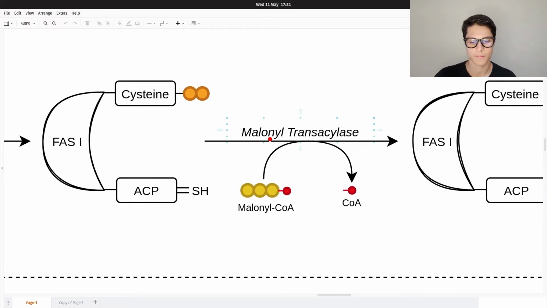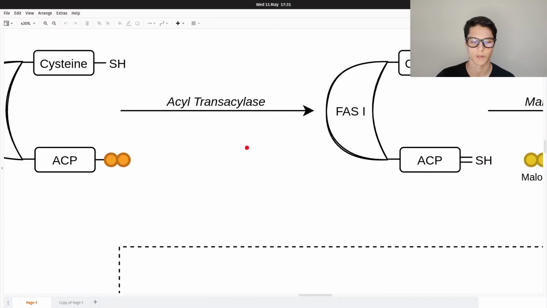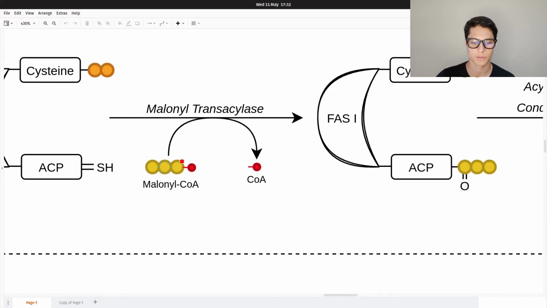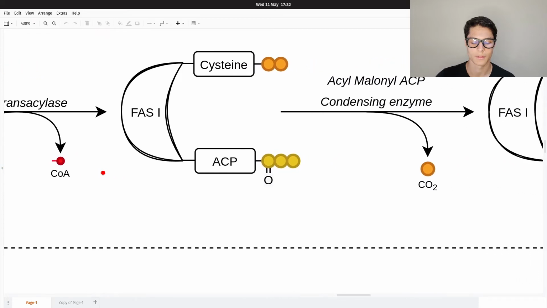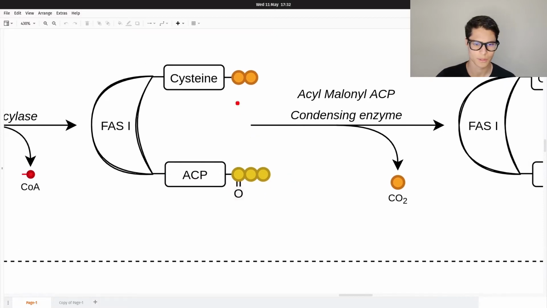Okay, so now we have this complex here, and we add to it the malonyl-CoA. Do you remember we synthesized that from acetyl-CoA? Malonyl-CoA is added using malonyl transacylase. Malonyl transacylase, okay. Acetyl transacylase. Malonyl is 3 carbons. And yes, we are adding that to the ACP terminal. So we get the 2 carbons from the acetyl-CoA and the 3 carbons from the malonyl-CoA here.